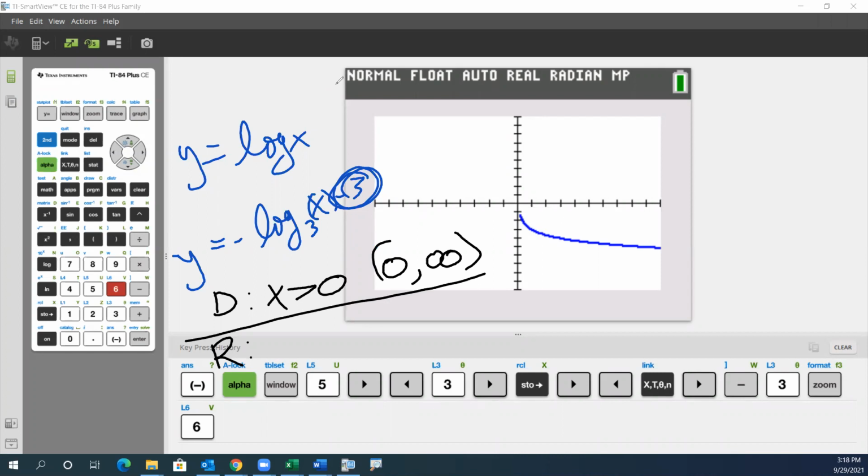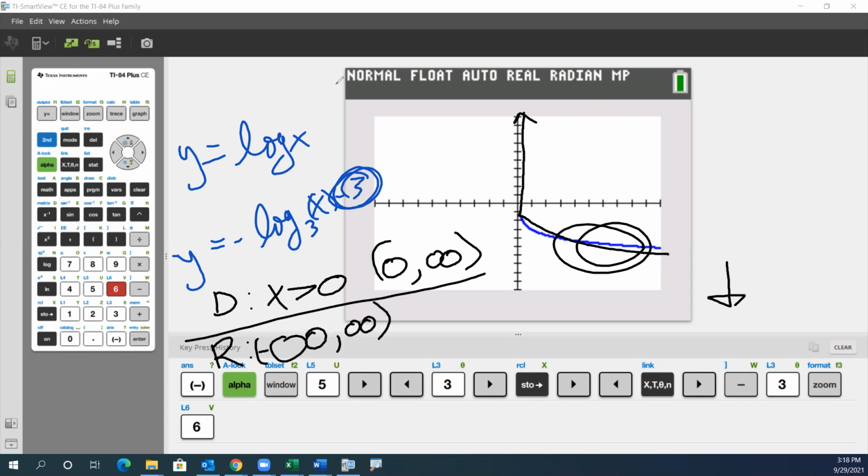Now what about the range? The range, well, it goes up infinitely high, and it goes down, and it just keeps going down lower and lower, really slowly. These log functions, they don't go down or go up really fast at all, but they do keep going down forever. So it's just going to be negative infinity to infinity. Everything. As high as you can go, as low as you can go. That's the range.